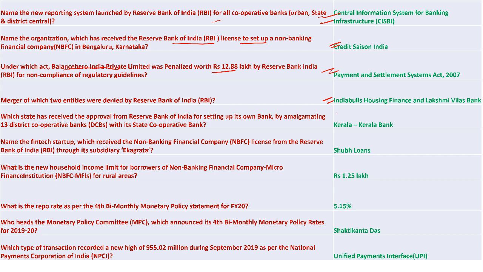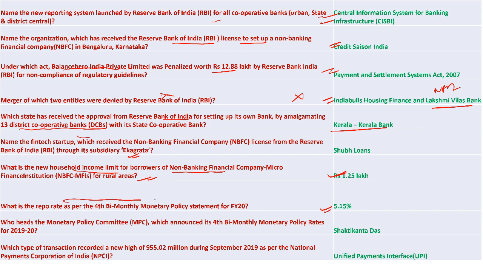India Bulls Housing Finance and Lakshmi Vilas Bank, this merger was stopped by RBI. We saw that Lakshmi Vilas Bank had a lot of net NPAs, right? Kerala is the state which has received approval from RBI to set up its own bank, Kerala Bank, by amalgamating 13 district cooperative banks. Shubh Loan is the fintech startup which received an NBFC license from Reserve Bank of India through subsidiary Ekagrata. 1.25 lakh is the new household income limit for borrowers of NBFC microfinance institutions for rural areas.